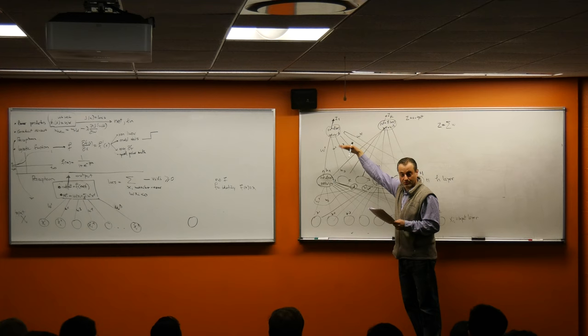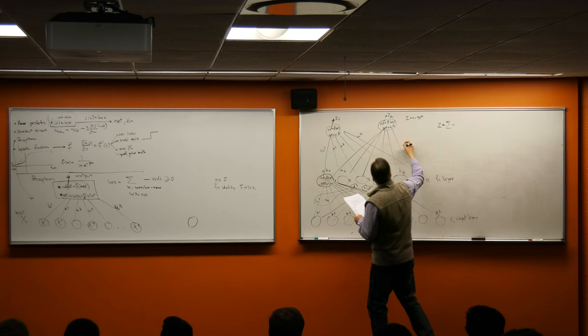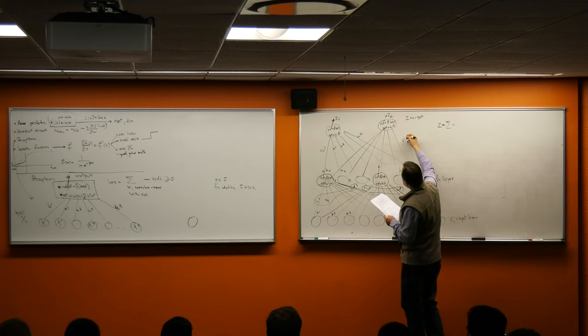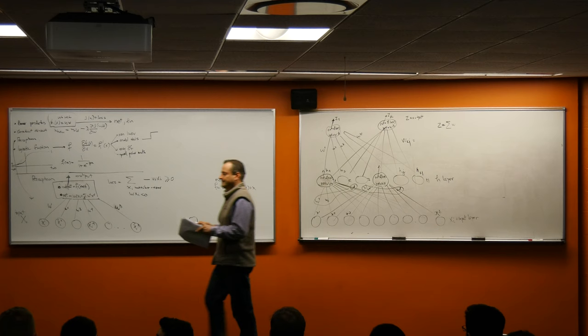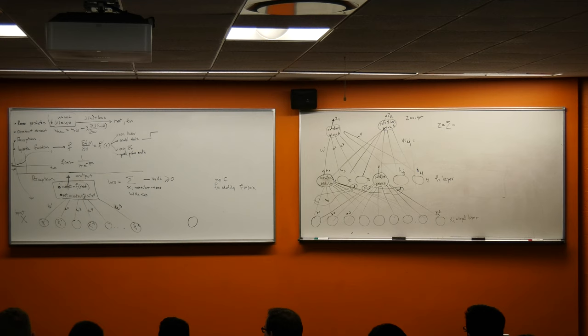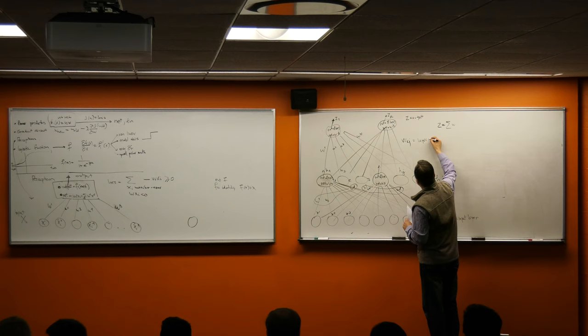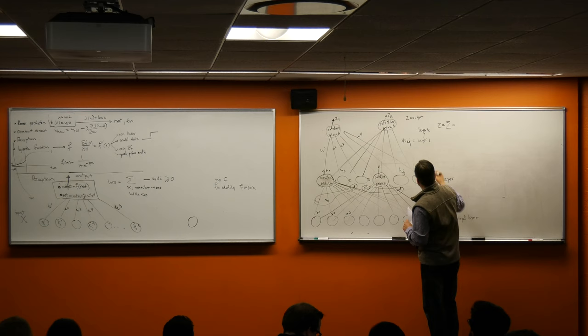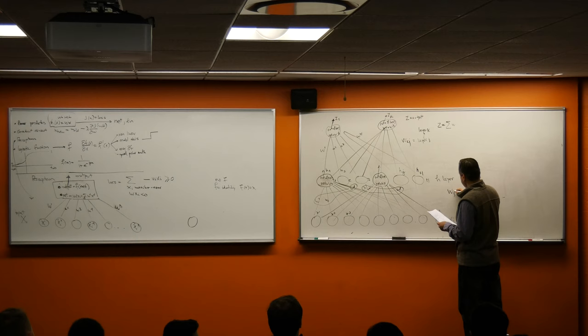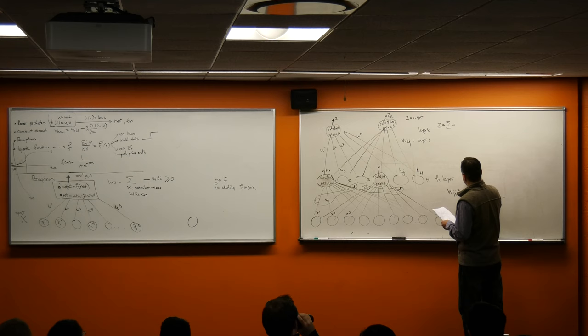So the weights from here to here, I'm going to call the weights KJ, from layer J to layer K. And the other ones here would be weights JI, from layer I to layer J.